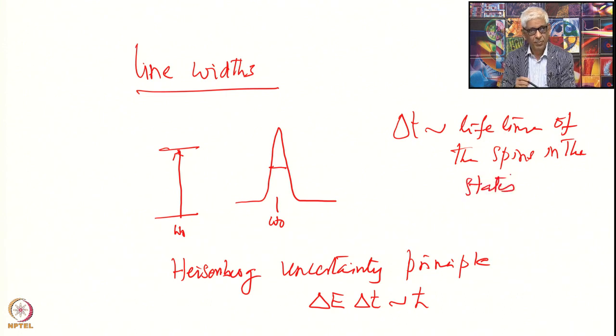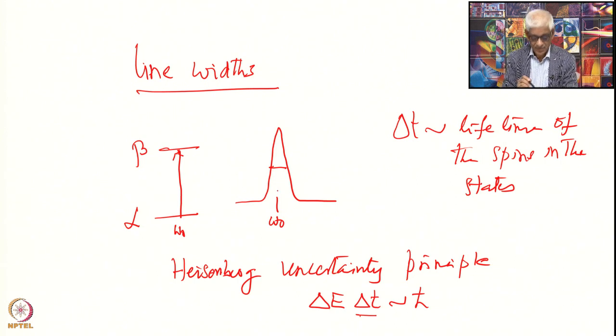So, what does that mean? If a particular spin is in the particular state, let us say this is alpha and this is beta, will it remain there forever? No. It does not remain there forever. There are always continuous transitions going on, up and down, alpha to beta, beta to alpha. These transitions are continuously going on. These are induced by the lattice or induced by the RF or whatever. So, there is a kind of a lifetime for the spin in a particular state. And therefore, if that is delta t, accordingly, if this condition has to be satisfied, there is a certain uncertainty in the delta E also. Therefore, that uncertainty reflects in this width.